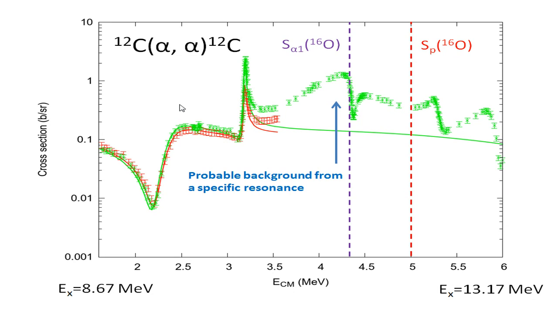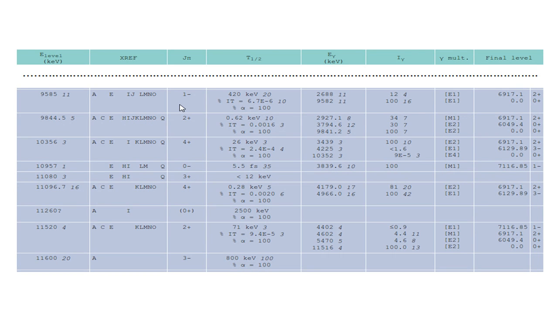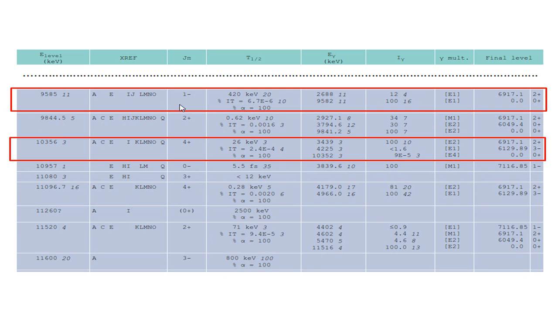For the most part, you can assume that the widths of these resonances above these thresholds are just the alpha particle widths, and you'll get something reasonably close. So we think this resonance is maybe the background contribution that is causing this discrepancy here. So what we can do is look in the data tables.